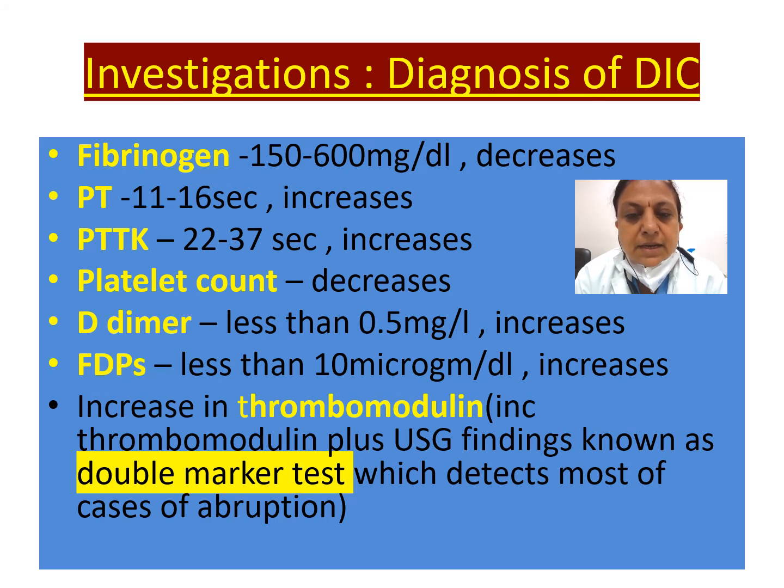FDPs are normally less than 10 micrograms per deciliter. If they increase, again it indicates DIC. There is an increase in thrombomodulin. Include thrombomodulin plus USG. Findings suggest a double marker test, which detects abruptio placentae.